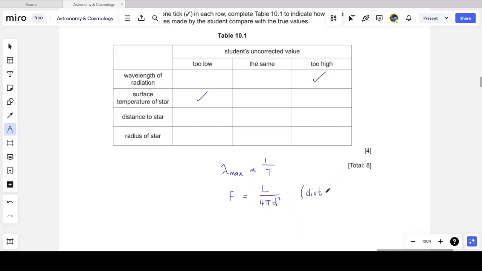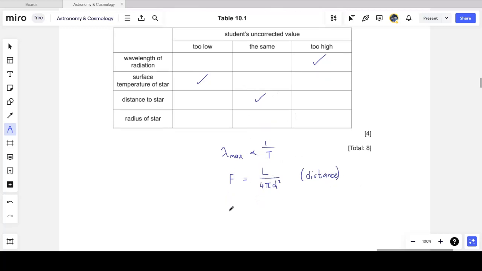And so if F and L are going to be the same, they're going to be unchanged, then D will be unchanged. So the distance to the star will remain the same. And then if I wanted the radius of the star, remember this is where we bring in the Stefan-Boltzmann law. The luminosity is 4 pi sigma times r squared times T to the power 4.